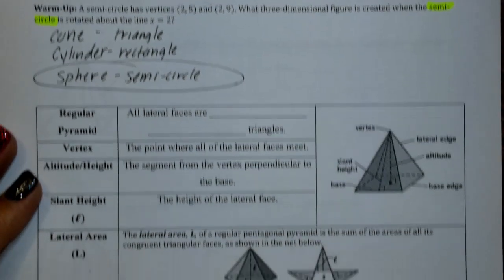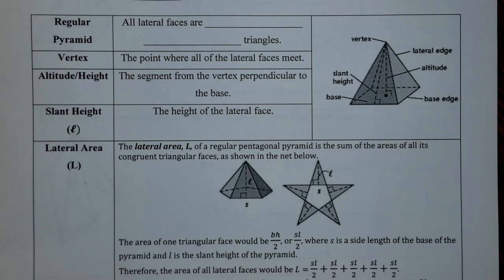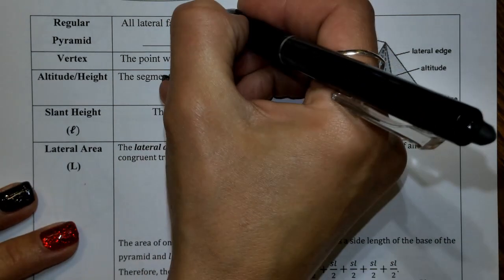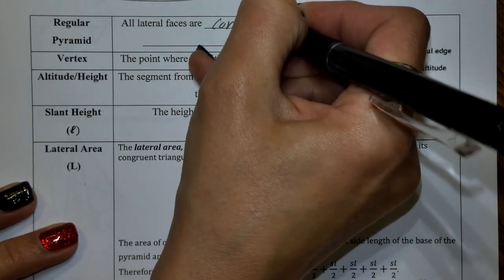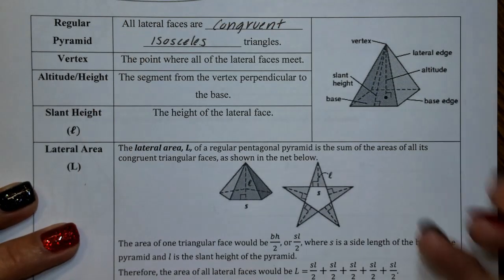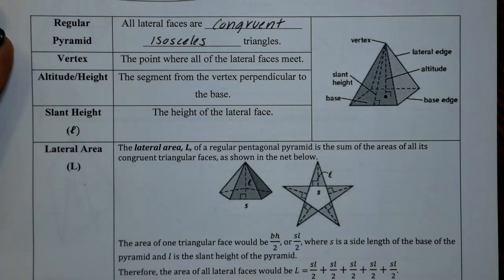Okay. Now let's go ahead and talk about the parts of the pyramid. In a regular pyramid, all the lateral faces, not including the base, are going to be congruent isosceles triangles. Okay, and if we can see all the way around, we're only going to have one base, which we'll talk about in a minute.